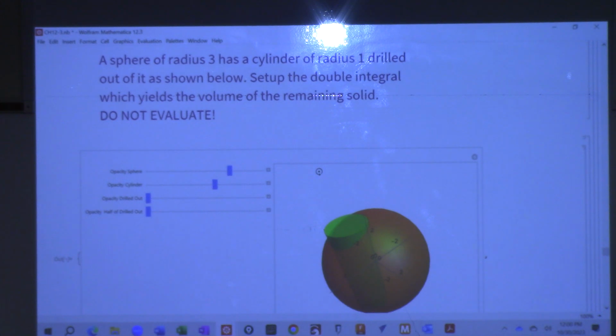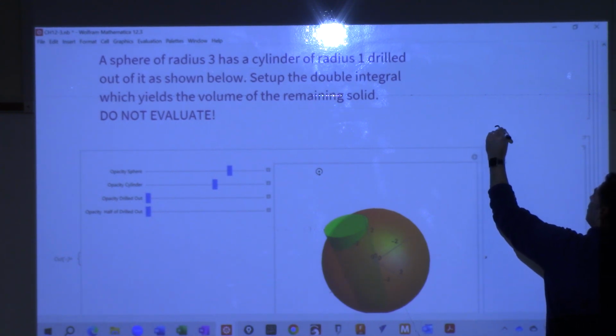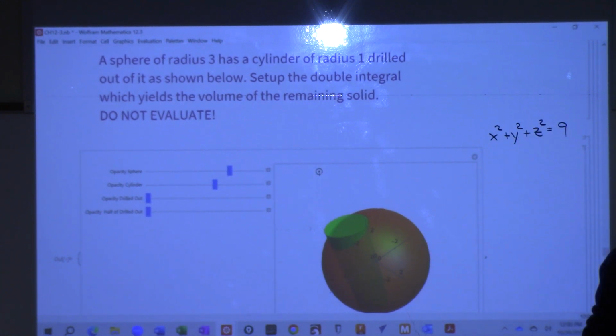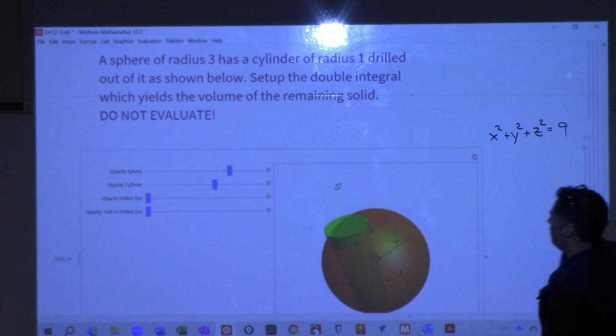So what are you thinking? Well, the sphere of radius 3 would just be x squared plus y squared plus z squared equals 3. No, 9. Yeah, 9. Okay, so right now you're just saying, okay, well, we know this much. We know that that's the equation of that sphere. I agree. Would the cylinder be x squared plus y squared equals 1? Is that? Well, z is free.